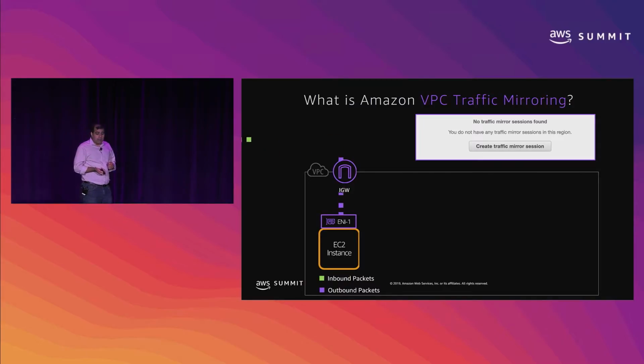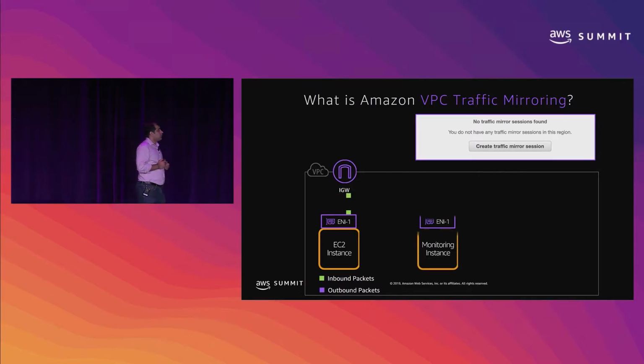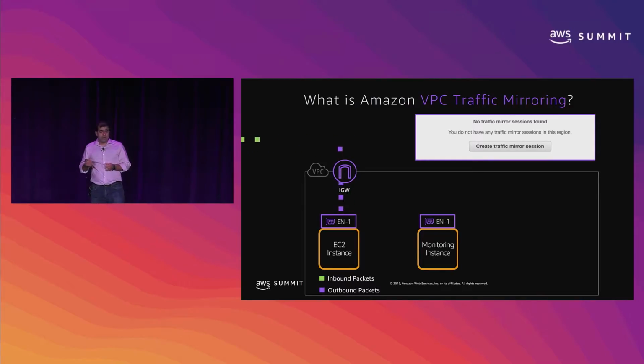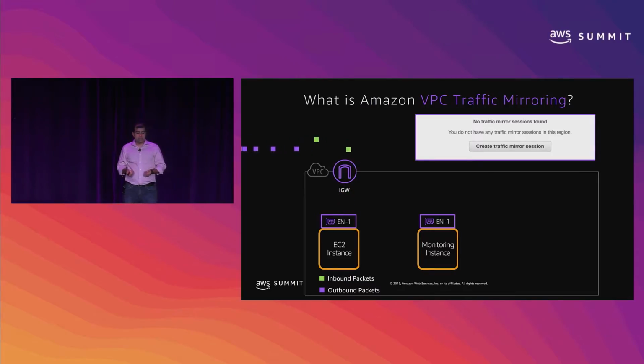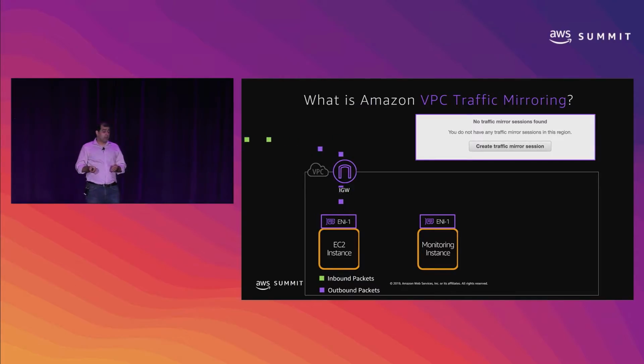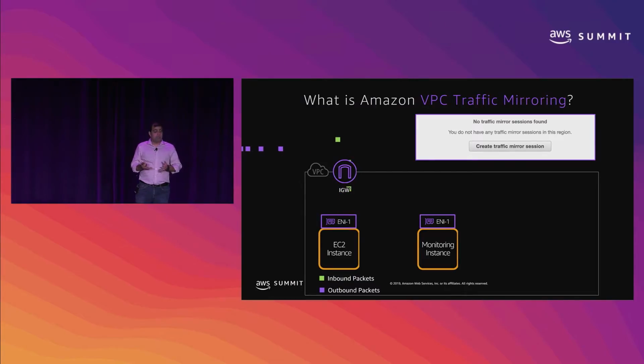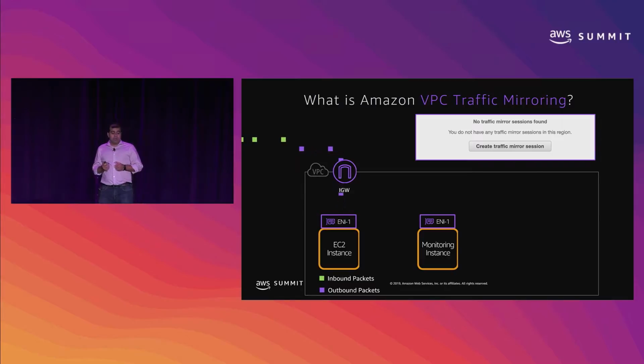In order to create a traffic mirroring session, the first thing you want to do is have a monitoring instance deployed. And you can deploy it in different places. We'll talk about that. But you need a monitoring instance and appliance in your VPC, or across VPC. You need something to actually send this packet to. Then you create your traffic mirroring session.